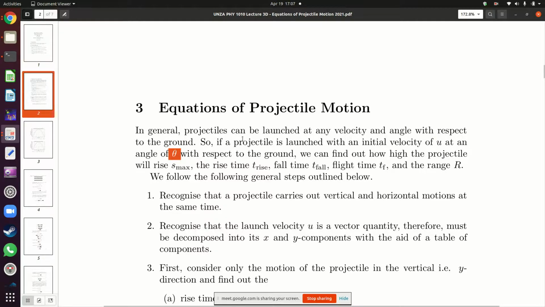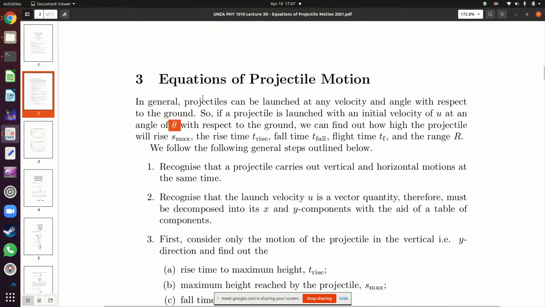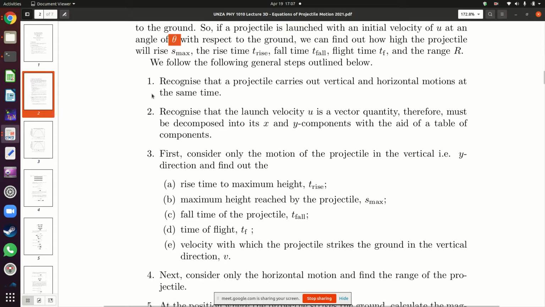We know the initial velocity, which is u, and we also know the angle at which this projectile is fired from the ground. So with this information, we want to find how much time it takes to reach maximum height, what is the maximum height the projectile reaches, what is the fall time, what is the flight time, and the range. Okay, so before we proceed, you have to recognize a few things about the projectile.